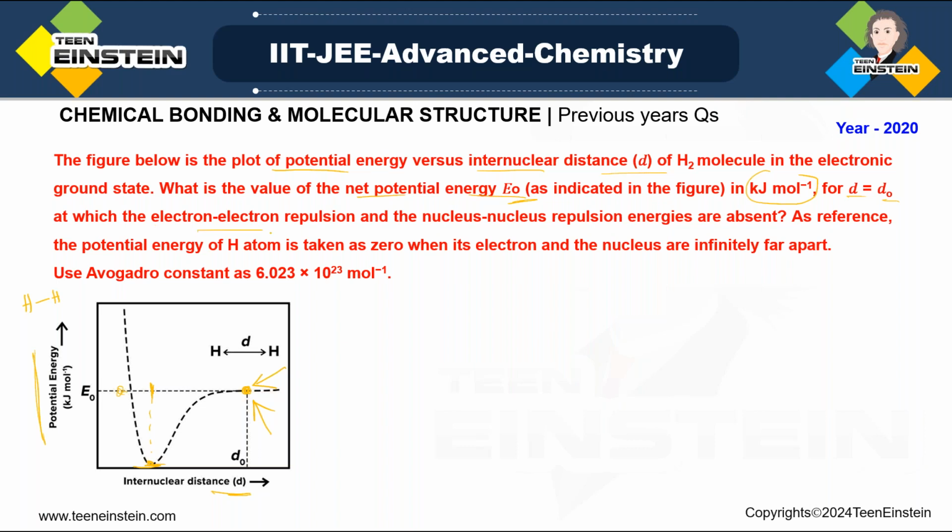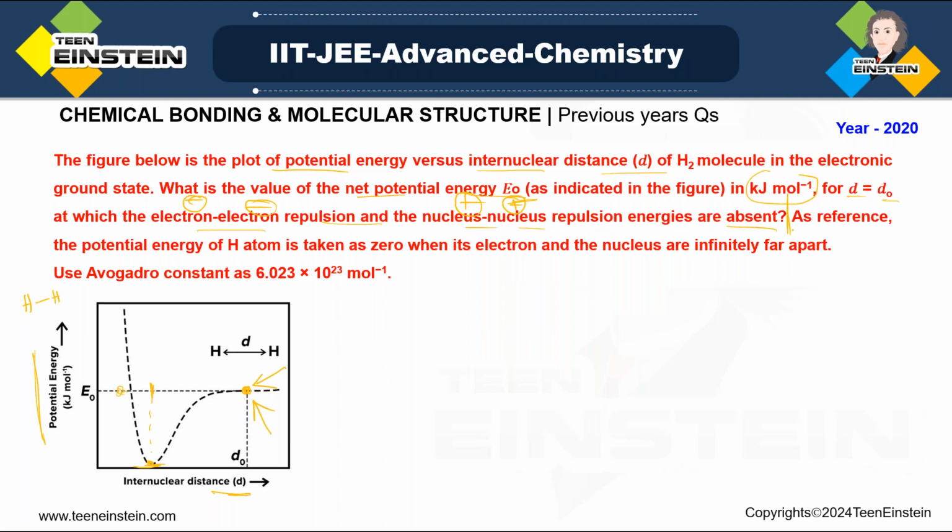At this position, the electron-electron repulsion, that is a negative charge repulsion, and the nucleus-nucleus repulsion, that is a positive charge repulsion, this is negative, negative, this is positive, both are absent. And it has to be, because the hydrogens are far from each other. This is such a position. Now, as reference, this is the question end.